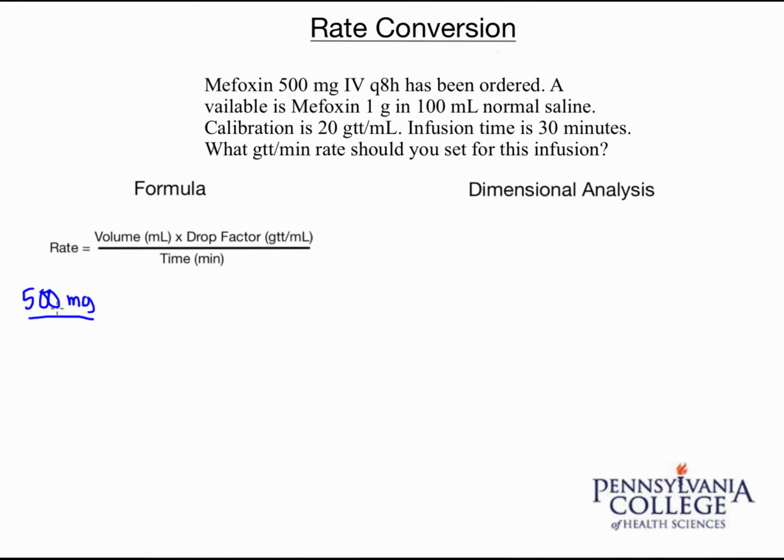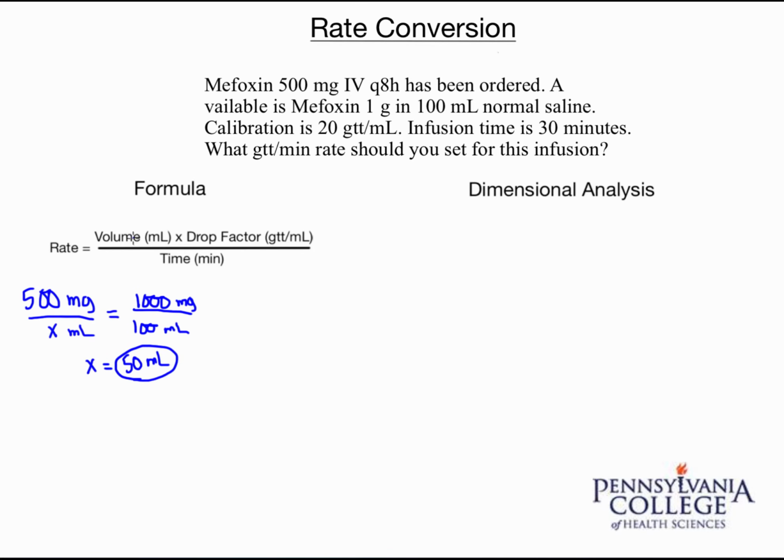If I need to give 500 milligrams, I don't know how many milliliters that is. But what I do know is that we have 1 gram contained in 100 milliliters. I know 100 milliliters contains 1 gram, which is equivalent to 1,000 milligrams. So by cross multiplying here, I figure out that the volume that needs to be infused is 50 mLs.